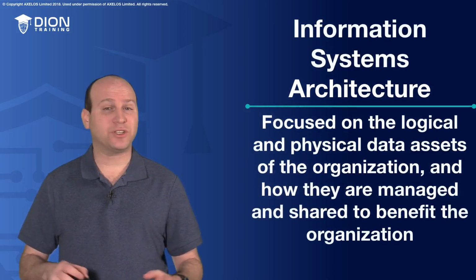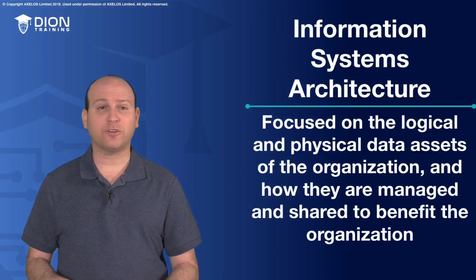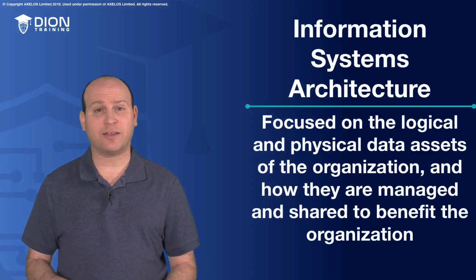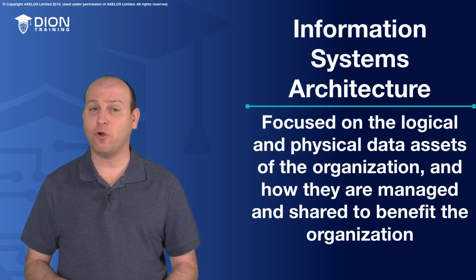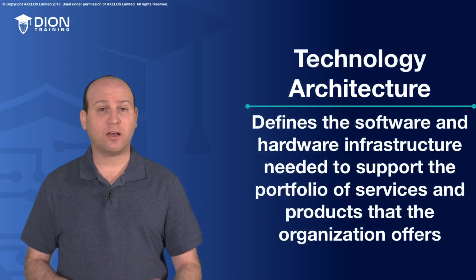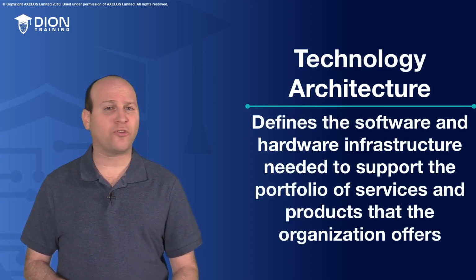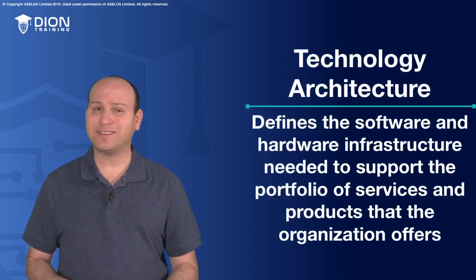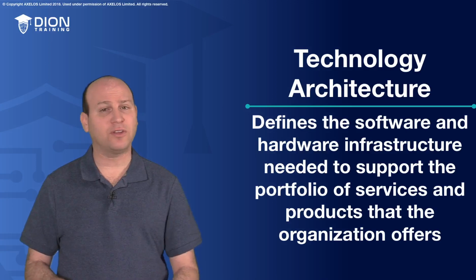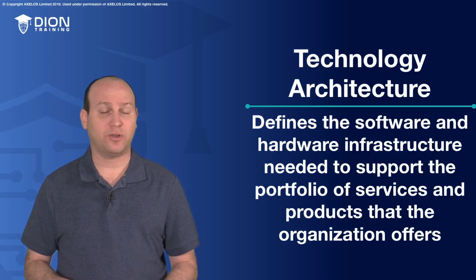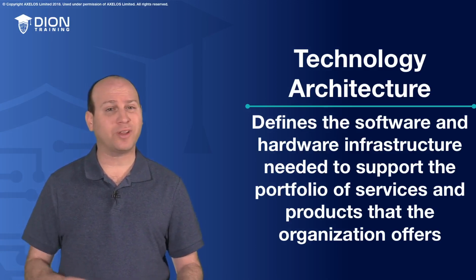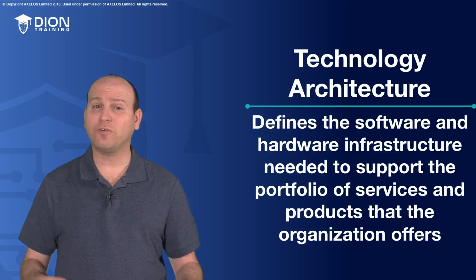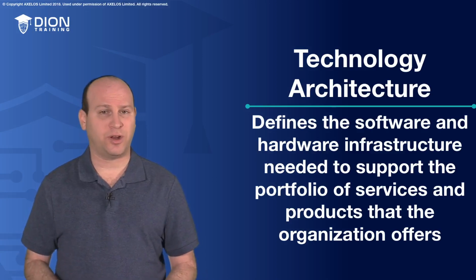When we look at information systems architecture, we're focused on the logical and physical data assets of the organization and how they're managed and shared to benefit our overall goals. The technology architecture is going to define the software and the hardware infrastructure that's needed to support the portfolio of services and the products the organization offers. For example, to answer the question of whether we should use a self-hosted configuration for our web servers or if we should rely on a cloud-based architecture would fall under this technology architecture umbrella.